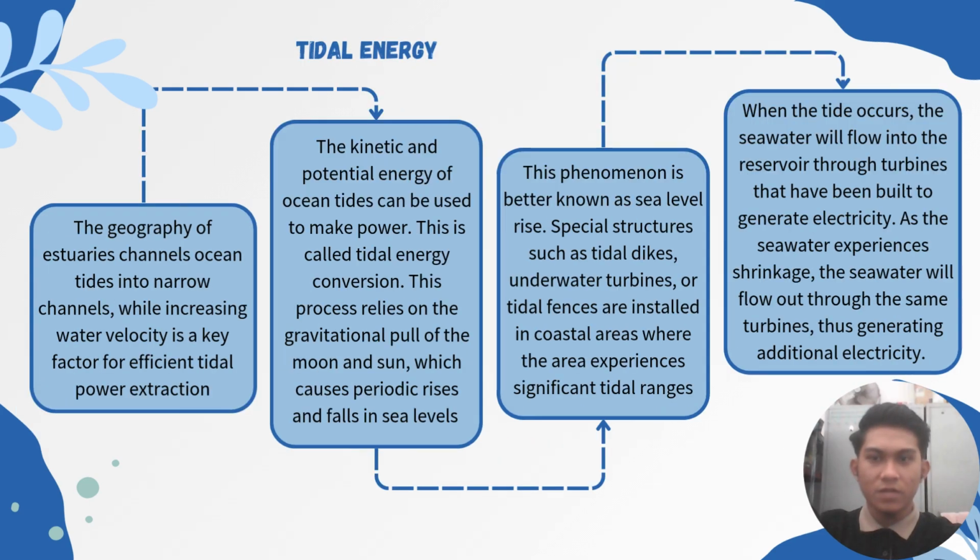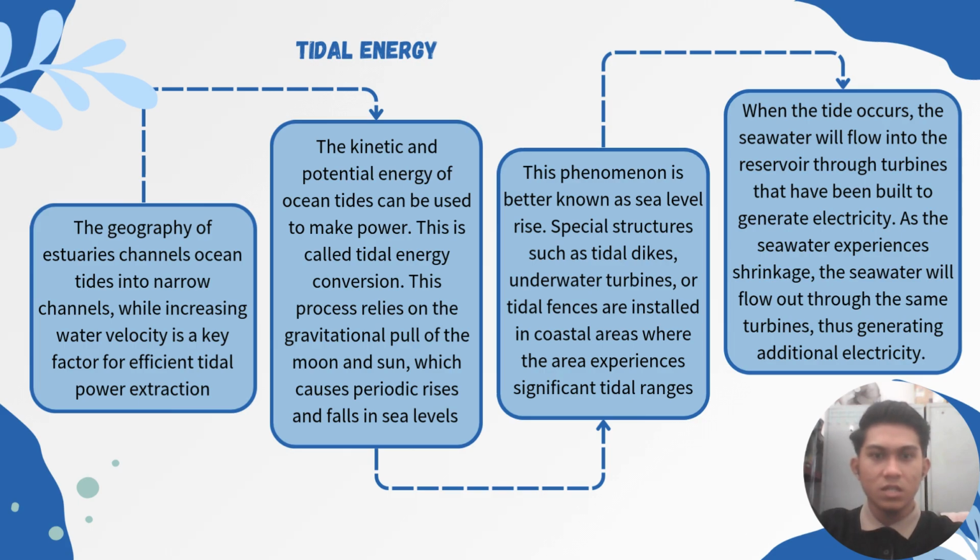The geography of estuaries channels ocean tide into narrow channels with increasing water velocity, which is a key factor for efficient tidal power extraction. The kinetic and potential energy of ocean tide can be used to make power. It is called tidal energy conversion. This process relies on the gravitational pull of the Moon and Sun, which cause periodic rise and fall in sea levels. The phenomenon is better known as sea level rise.